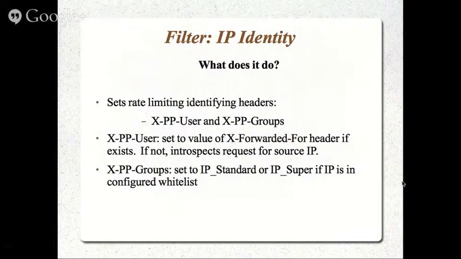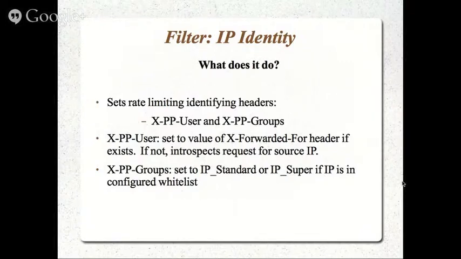The value for XPP user, it first looks to see if there's an X-Forwarded-For header, and it will use the IP address defined in there. If there's not, it will look at the request and pull out the source IP. How it does that, I don't know. Magic. The source IP. Awesome.